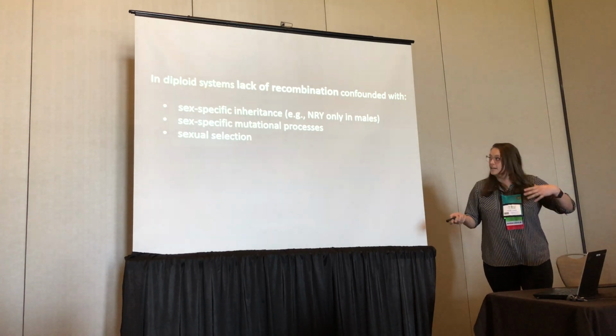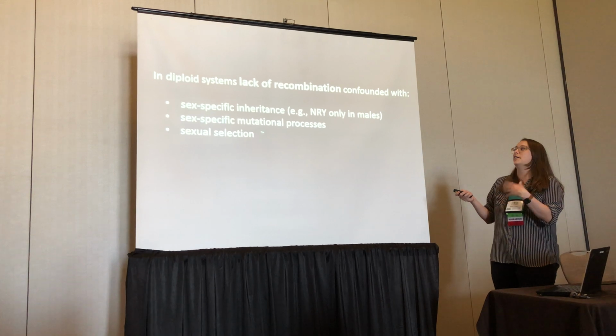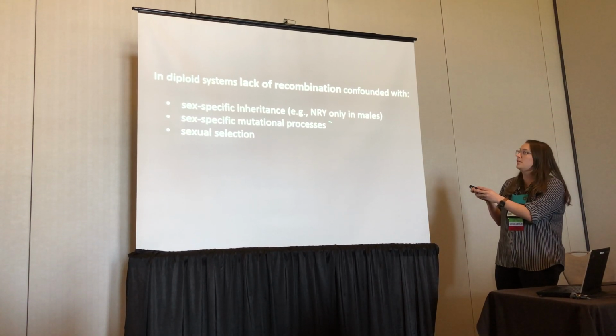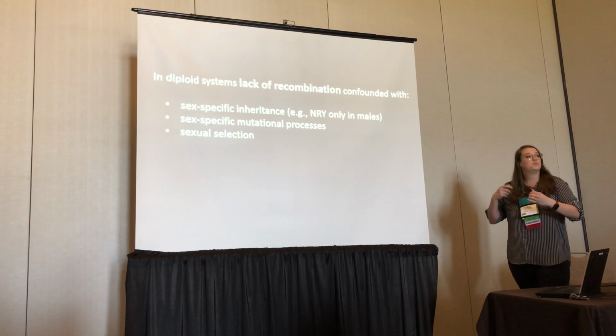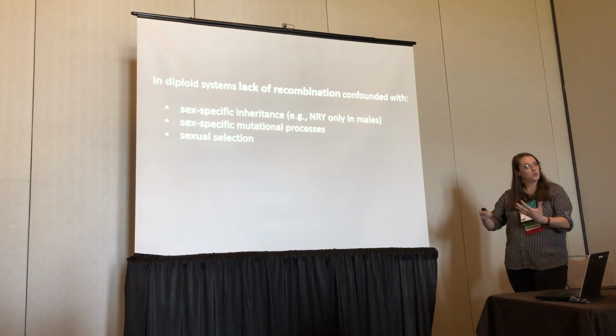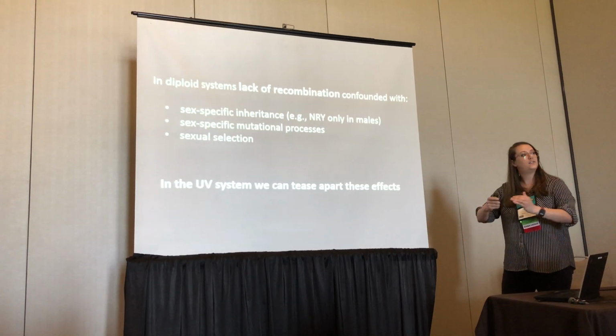In diploid systems, this lack of recombination can be confounded with sex-specific inheritance, for example the non-recombined Y chromosome in males. It can be confounded with sex-specific mutational processes or sexual selection. But in this UV system, we can start to tease these effects apart.